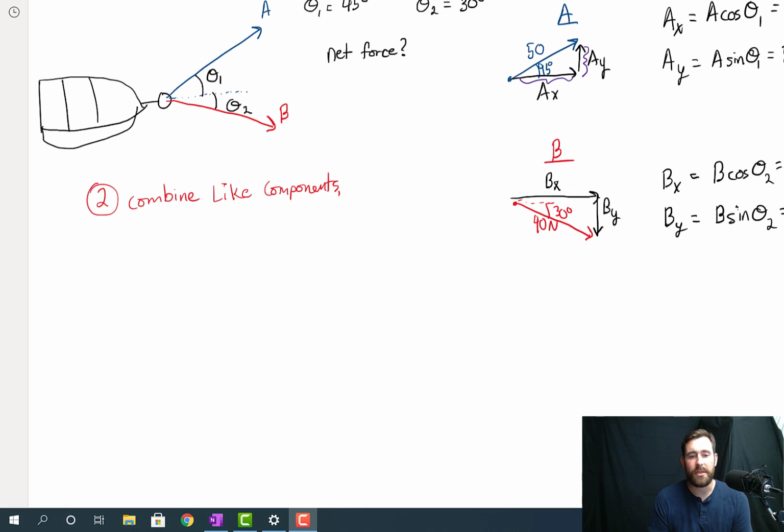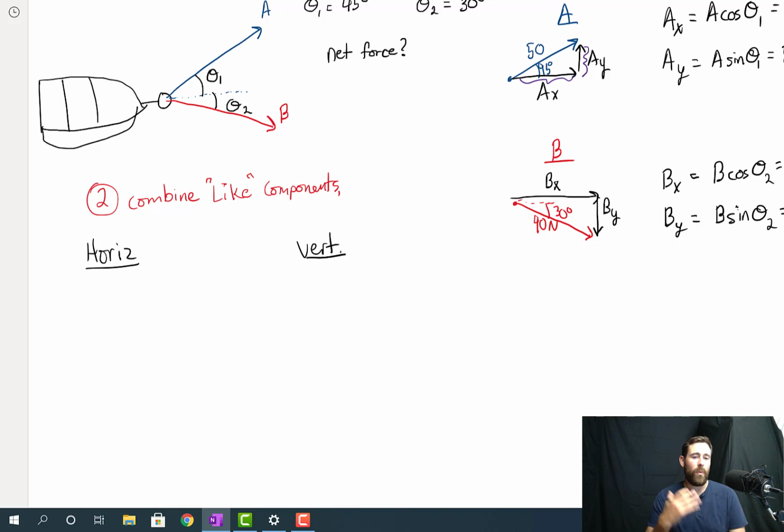So our next step here is to combine like components. When I say like components, I'm going to put those in just quotes here. What we mean here is that they have the same direction. So horizontal components are in the same direction, and vertical components are in the same direction. So that's what I'm going to add here. I'm going to make two columns here. I'm going to make my horizontal and my vertical. And then I'm just going to add the values there.